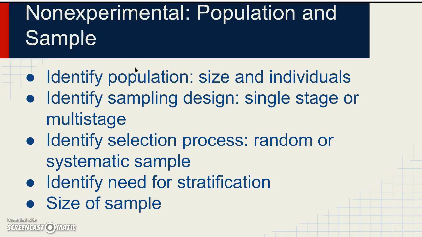Third, the researcher should identify the selection process of the study. This means either a random selection or a systematic selection. A random selection is just that. Individuals are selected at random. This provides a representative sample that can be generalized to a population. Systematic selection is when a researcher chooses a random start on a list and picks every X number of individuals.